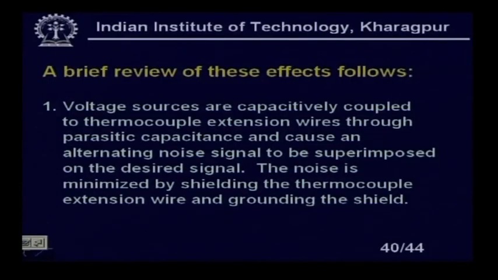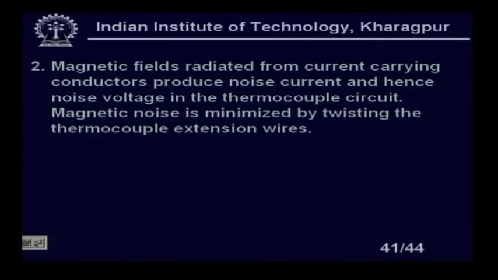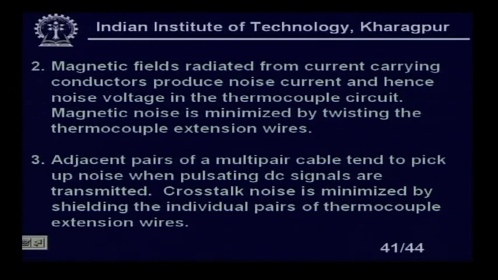Parasitic capacitances cause an alternating noise signal to be superimposed on the desired signal. The noise is minimized by shielding the thermocouple extension wires and grounding the shield, right. Now, magnetic fields radiated from current carrying conductors produce noise current and hence noise voltage in the thermocouple circuit. Magnetic noise is minimized by twisting the thermocouple extension wires. Adjacent pairs of a multi-pair cable tend to pick up noise when pulsated DC signals are transmitted, as I told you. Crosstalk noise is minimized by shielding the individual pairs of thermocouple extension wires.